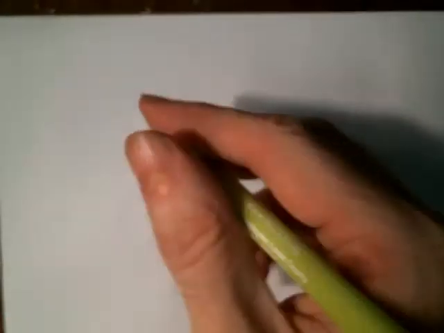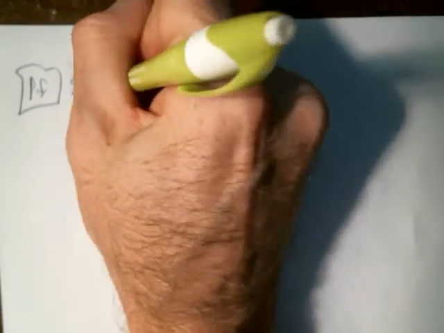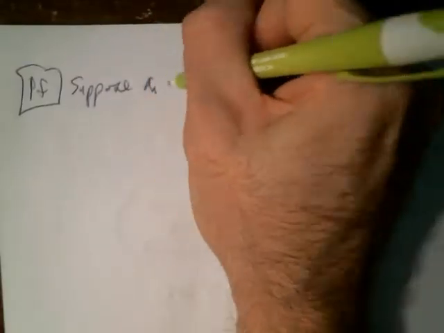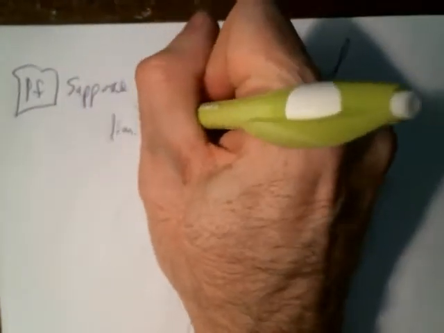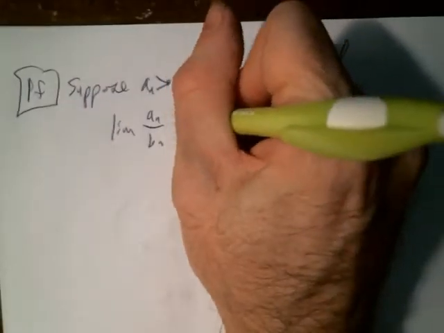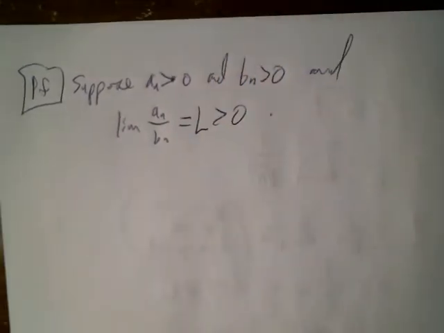Okay. So the proof, we make our supposition. Suppose a sub n is greater than 0 and b sub n is greater than 0. And also we have this limit of a sub n all over b sub n equals L, which is greater than 0 and finite.